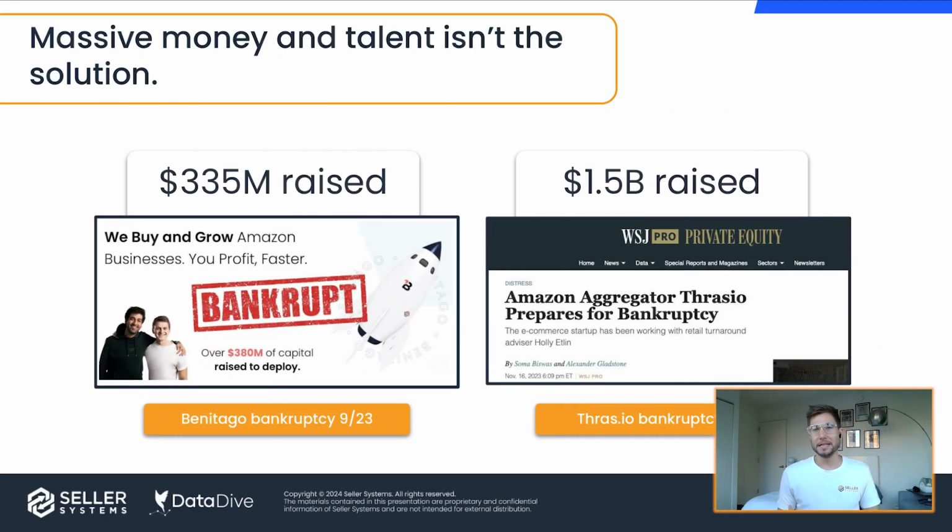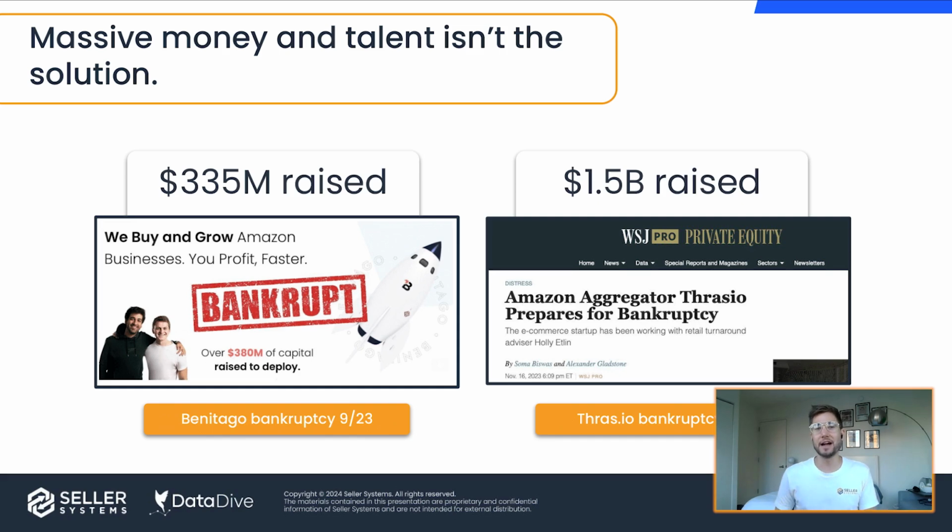Some really large companies, if you're new to the industry, you might not know that over the past few years, large private equity companies with super smart people, tons of funding, went in and started acquiring different Amazon businesses, raising hundreds of millions of dollars, if not billions of dollars, to go and acquire these businesses, run these businesses.